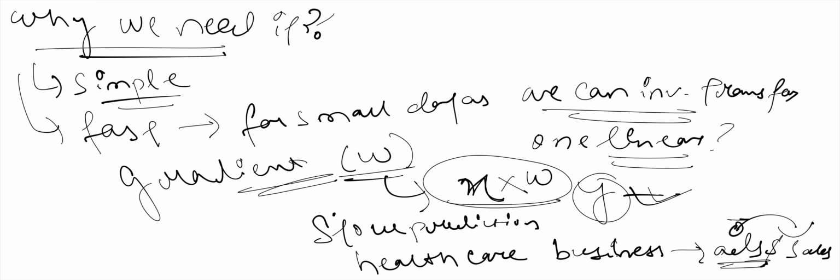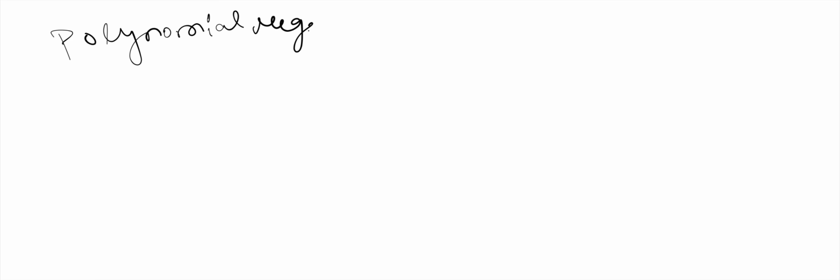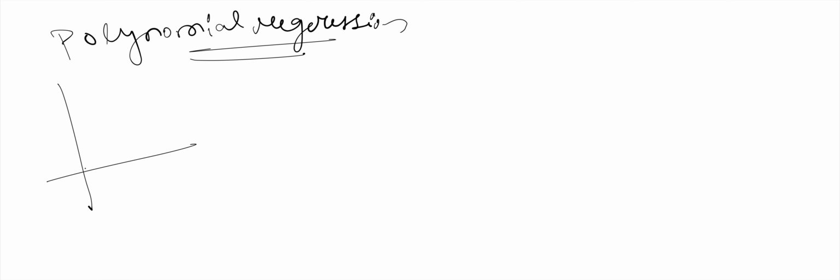But the thing is that there are a lot of limitations to linear regression, which is why polynomial regression exists. That's the reason why polynomial regression exists. For example, the first thing is that linear regression assumes a linear relationship. We can see here, a straight line.